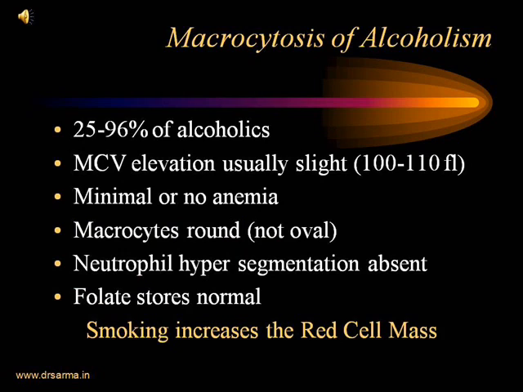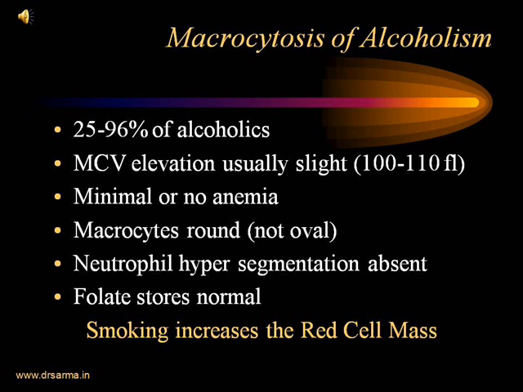Macrocytic anemia of alcoholism. About 25 to 96% of alcoholics show macrocytic anemia. The MCV is elevated, usually around 100 to 110 femtoliters. There is minimal or no anemia. The macrocytes are not oval, but instead they are round. There are no ovalocytes in alcoholism anemia. Neutrophil hypersegmentation is absent. Folate stores are normal.